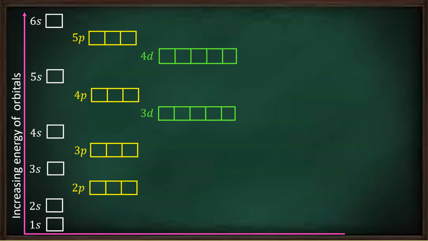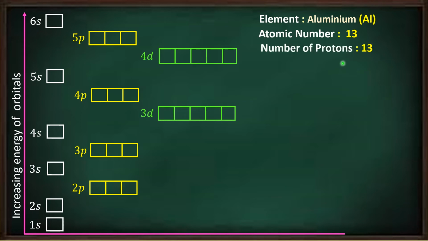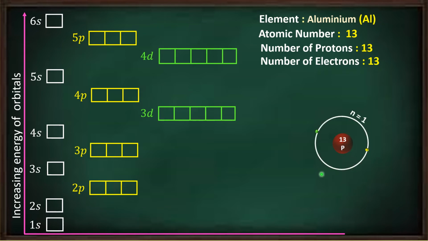The next element in the periodic table is aluminium, Al. Its atomic number is 13. It has 13 protons in its nucleus and 13 electrons revolve around the nucleus. This is the nucleus of aluminium, containing 13 protons, and 13 electrons revolve around the nucleus. 2 electrons are there in the first orbit, and we can put a maximum of 8 electrons in the second orbit.